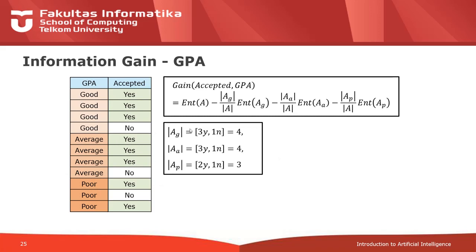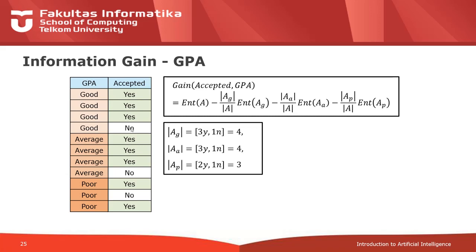And in order to do that, we will need to know how many of them there are. So as you can see here, we have the good, average, and also poor. And we can see here that for the good GPA, we have 3 of yes and then 1 of no.